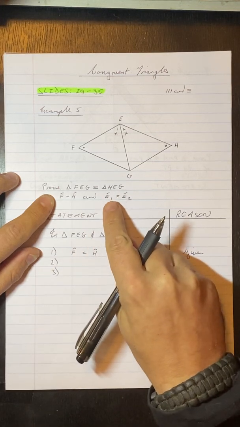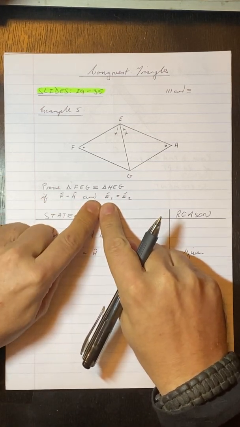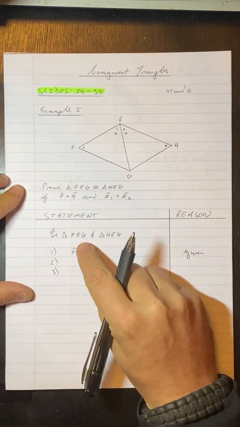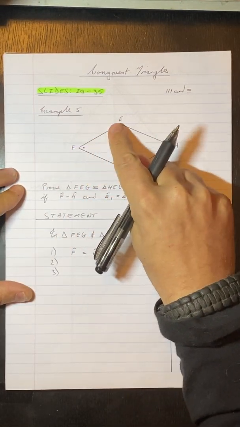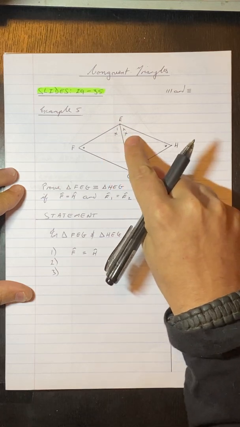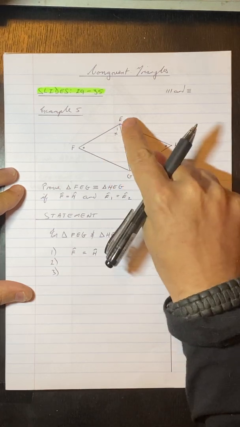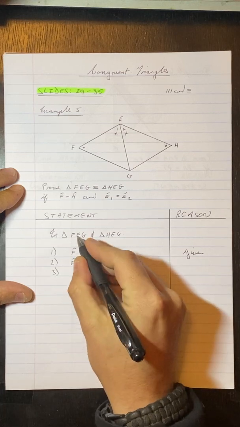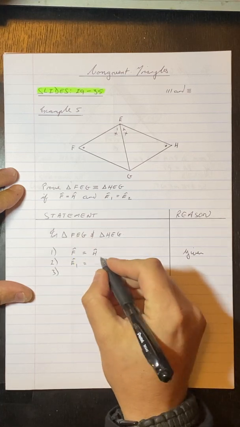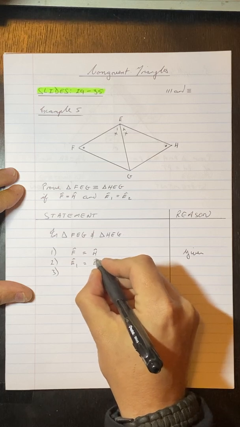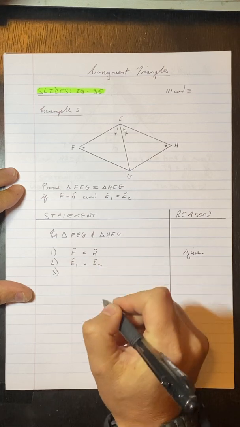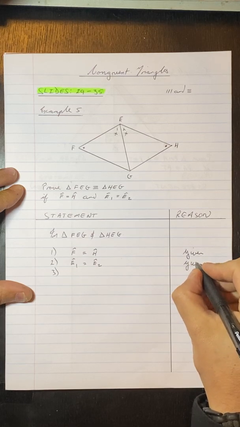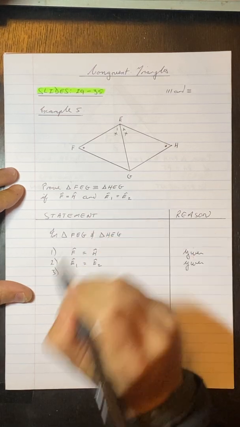The next thing I'm going to use is the second bit of information that they gave us. Angle E1 equals angle E2. Now E1 lies in the FEG triangle and E2 lies in the HEG triangle. So angle E1 goes under the FEG triangle and angle E2 goes under the HEG triangle. Okay, and the reason for this is given. The information was given to us.